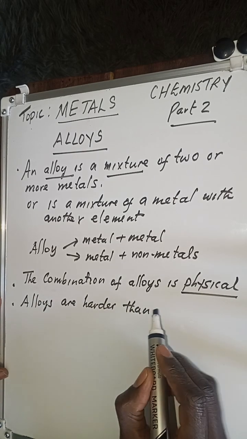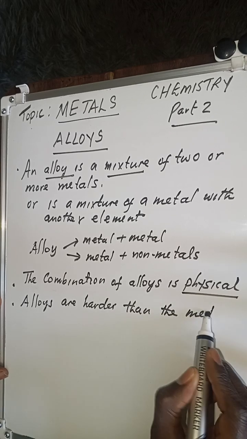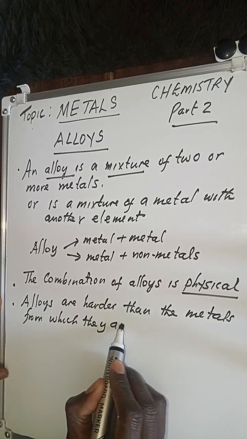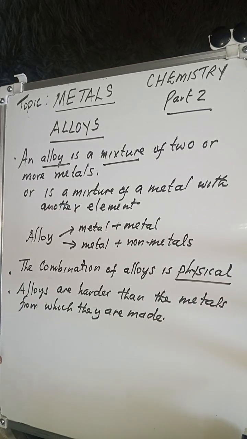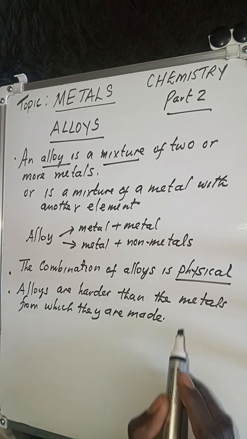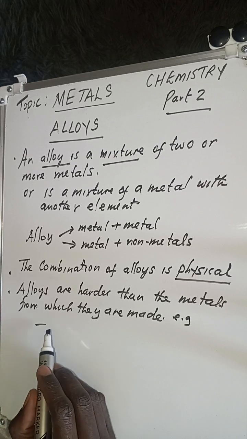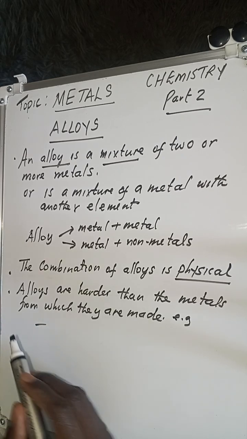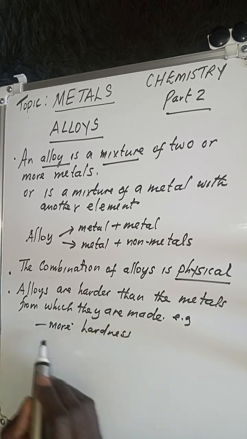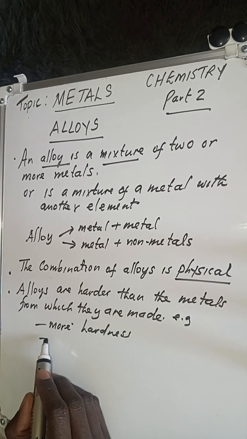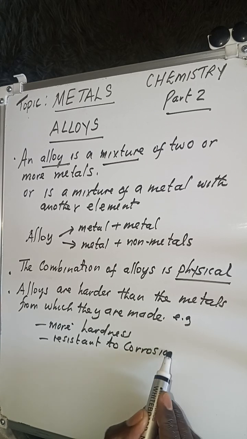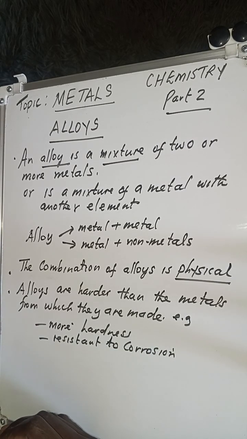Alloys are harder than the metals from which they are made. Now, what do we mean when we say that alloys are harder than the metals from which they are made? You are going to find that an alloy is going to have more hardness. It is also going to have resistance to corrosion. It is going to become more resistant to corrosion than the metal from which it is actually gotten. So that is what you need to remember about alloys.